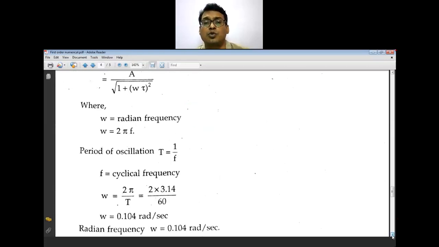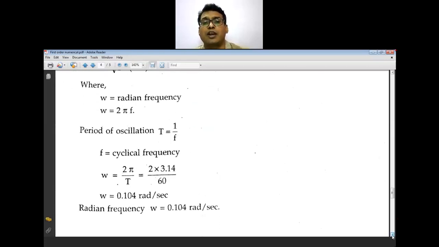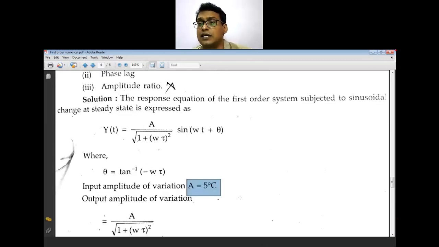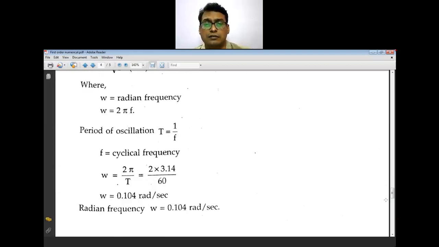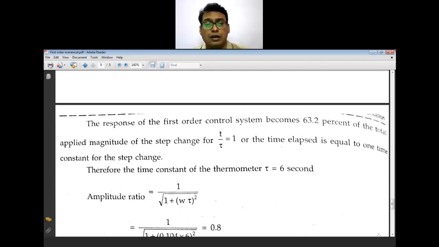Now omega is the radian frequency. So omega equals 2 pi f, and the period of oscillation is 1 upon f, the cyclic frequency. The cyclic frequency mentioned is 60 seconds per cycle. So omega comes as 1.04 radians per second.